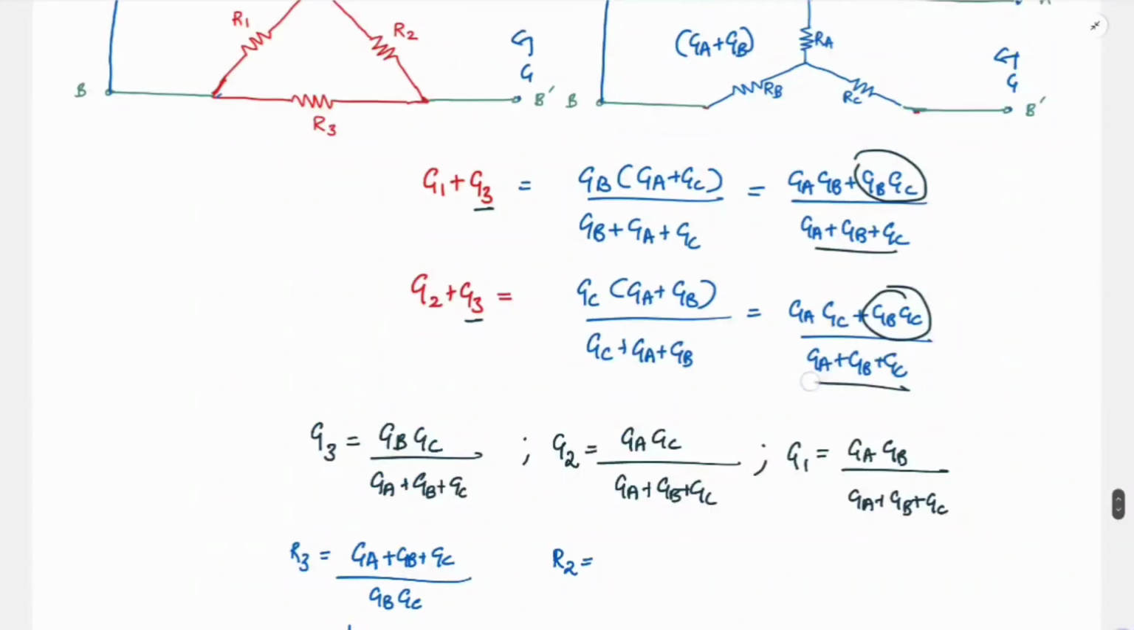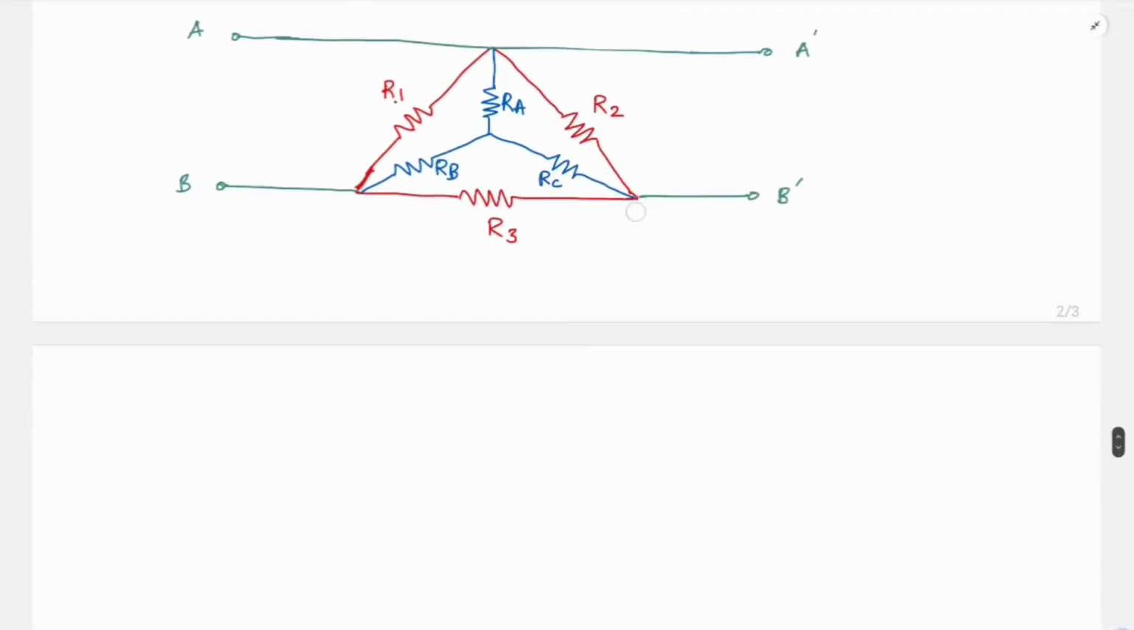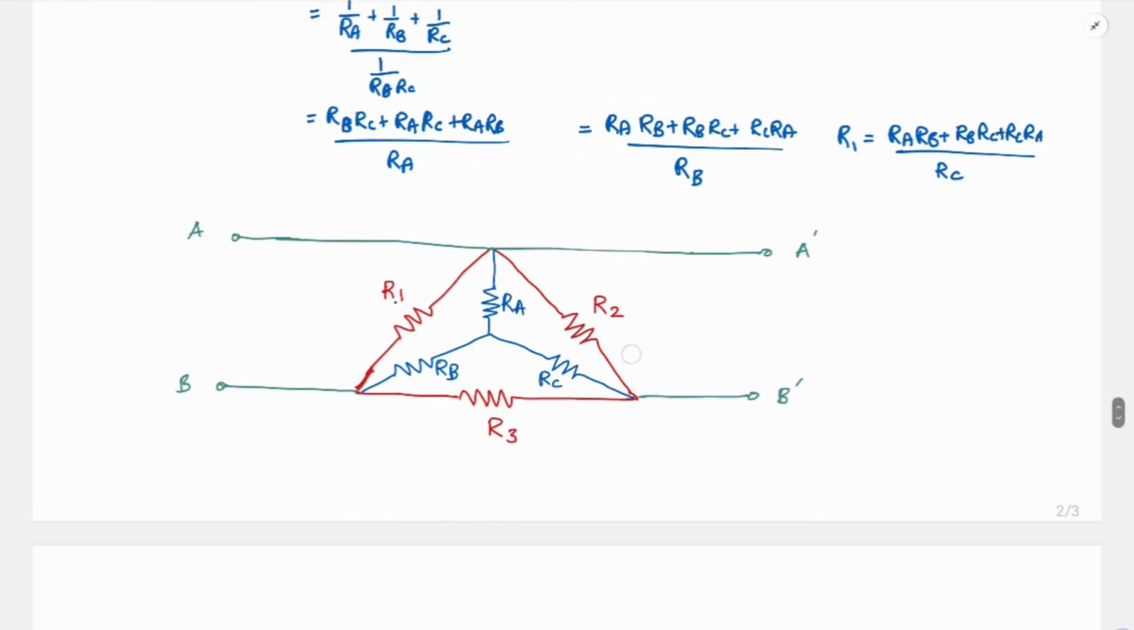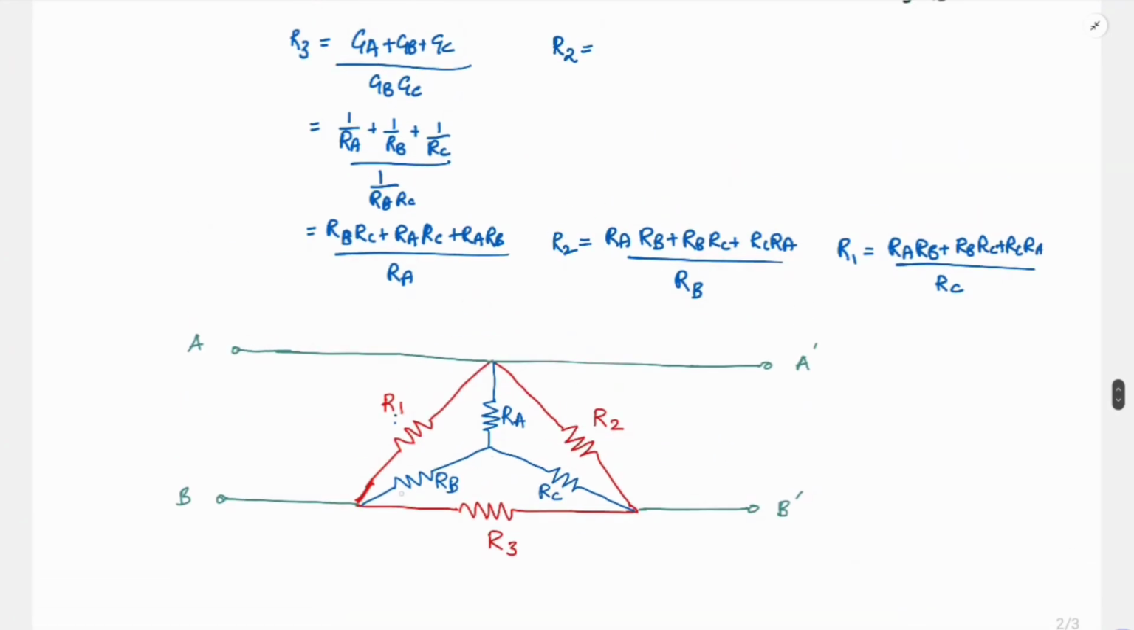So here you are going from Y to delta, right? If you are going from Y to delta, you need to find R1, R2, R3. R1 is nothing but your numerator is going to remain the same. It is just the product of these RA, RB, RC taken two at a time divided by whatever is not adjacent to R1. So for R1, the denominator is RC if you observe, for R2 it is RB, and for R3 it is RA. So it is the sum of products of two of them taken at a time divided by the directly opposite resistor value.